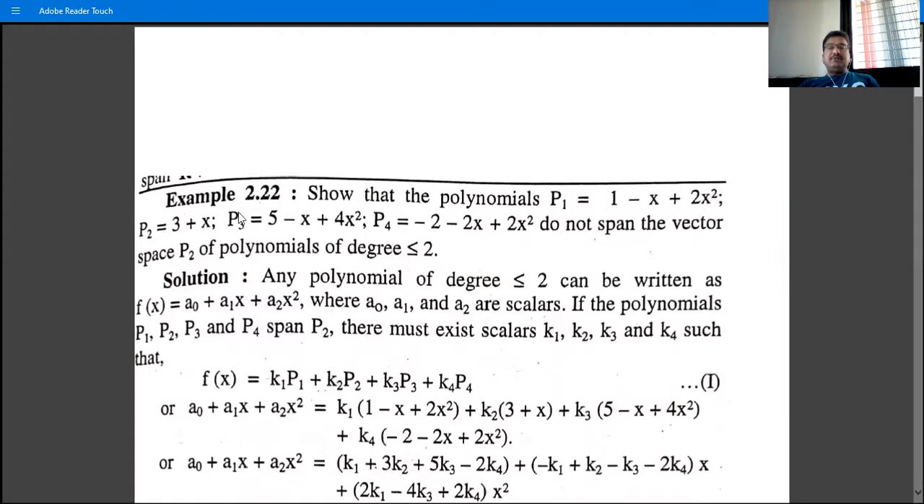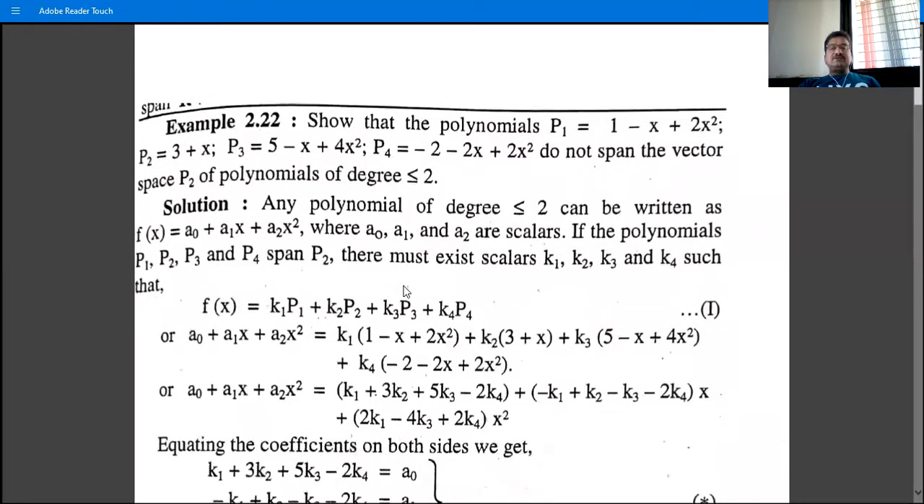So these p1, p2, p3 and p4 are the elements of this capital P2. All these are polynomials of degree less than or equal to 1 with real coefficients in x. So these are four elements of this P2, and we have to show these do not span the vector space P2.